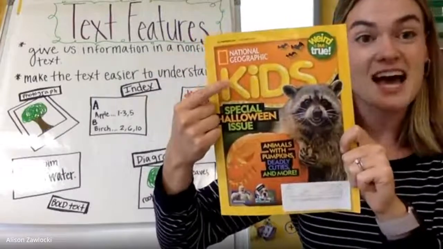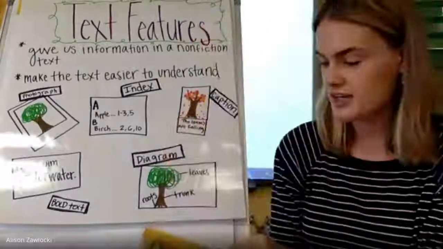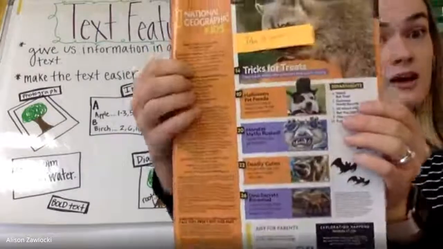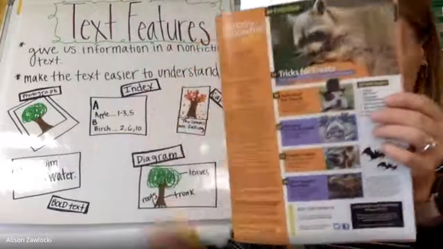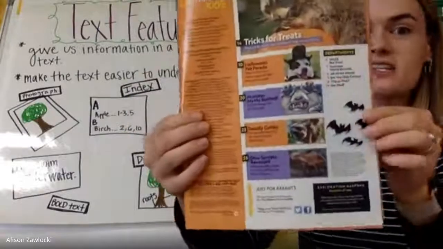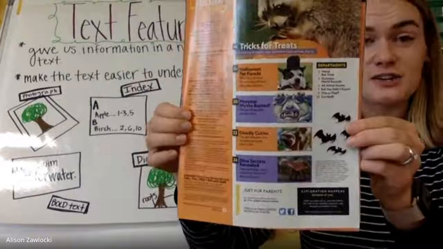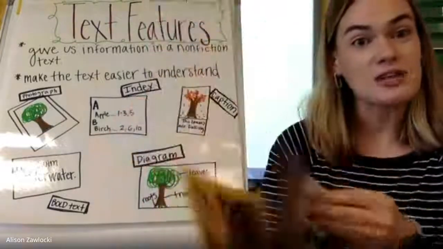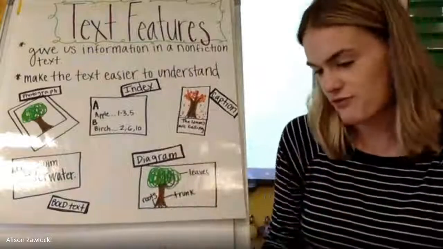That's right, that's a title. Very good. So that's our title. That tells us what magazine we're reading. Notice here I have something. It's at the very beginning of my book or my magazine, my text, and it tells me what pages I can find certain things. What would that be called? Very good. That's a table of contents. That tells us where we can find certain things.